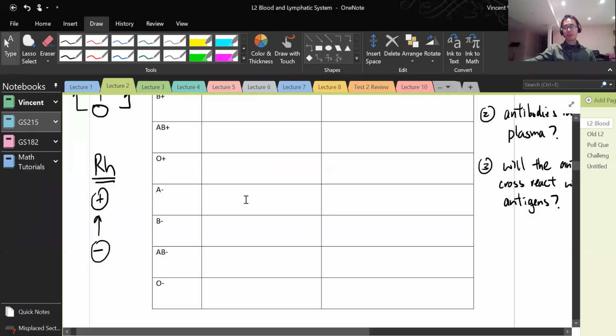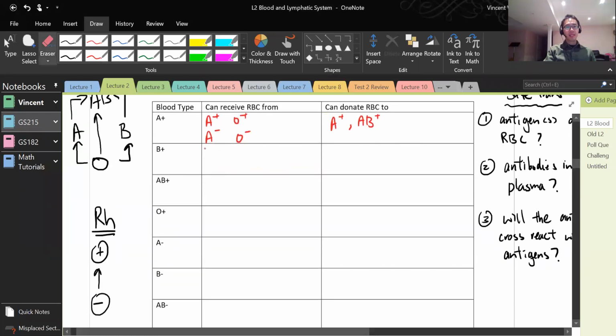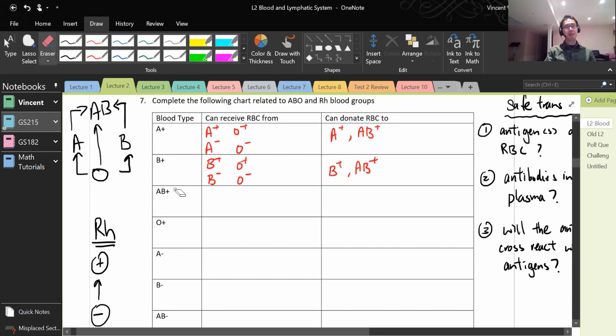Okay. Very good. So B is similar, so I'm just gonna do it quickly. There we go. Okay, let's take a look at AB positive. Who can you receive it from? AB positive, you can receive it from basically everybody. O positive, O negative, A positive, A negative, AB positive, AB negative. B positive, B negative.